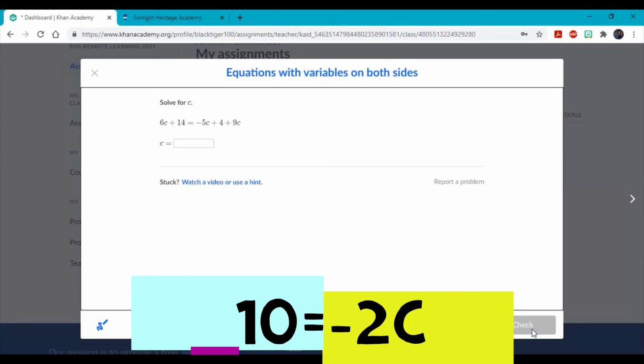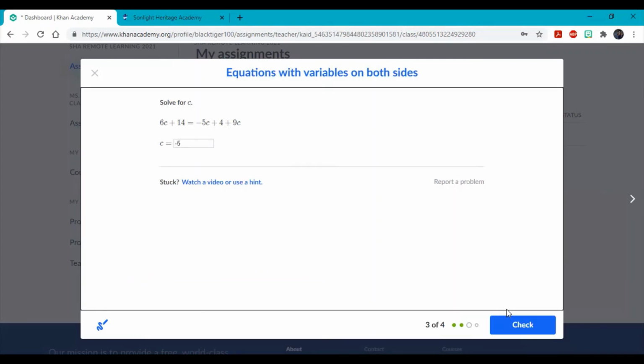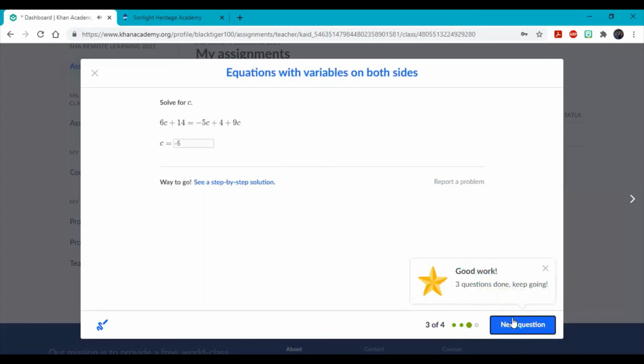Of course, we're solving for C. So we're going to divide by negative 2. So C is equal to 10 divided by negative 2. And of course, we know when you cut 10 in half, you get 5. And if you're dividing it by negative 2, you're going to get negative 5. Okay, so the answer here should be negative 5. Let's check. That is correct.